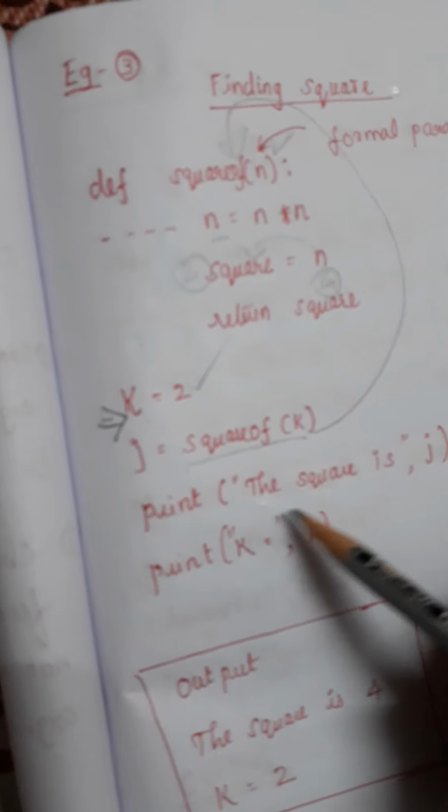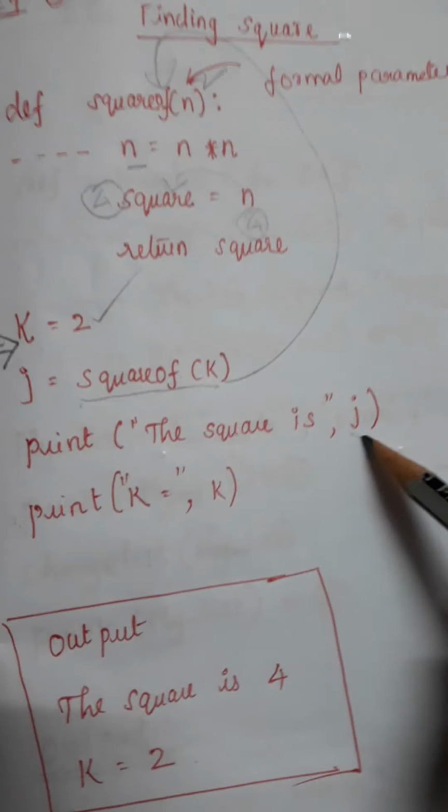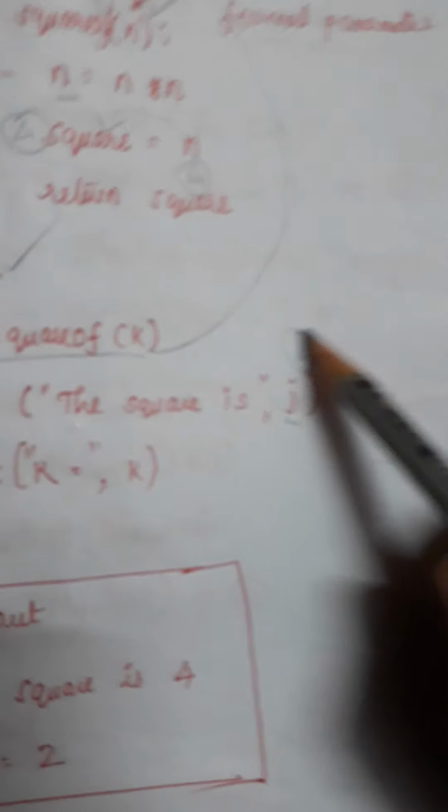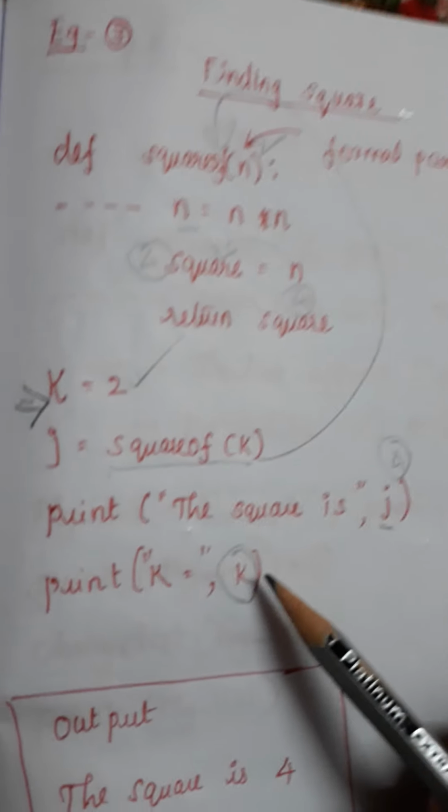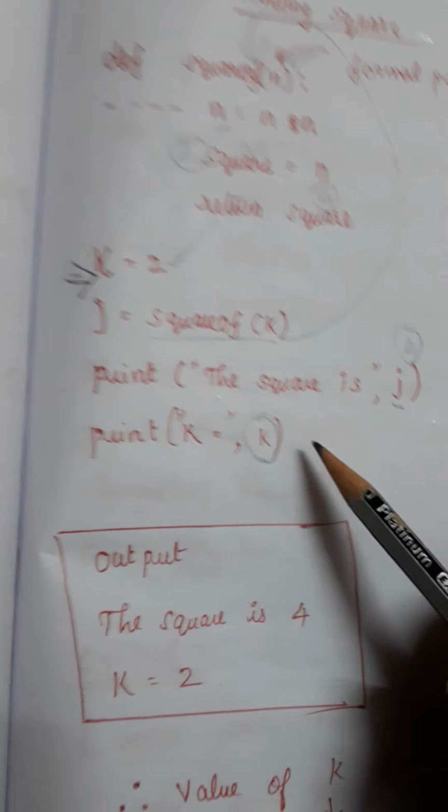After this, I am printing the value of j, that is the result, 4. Then I am also printing the value of k, that is the original value, 2, and it remains unaffected.